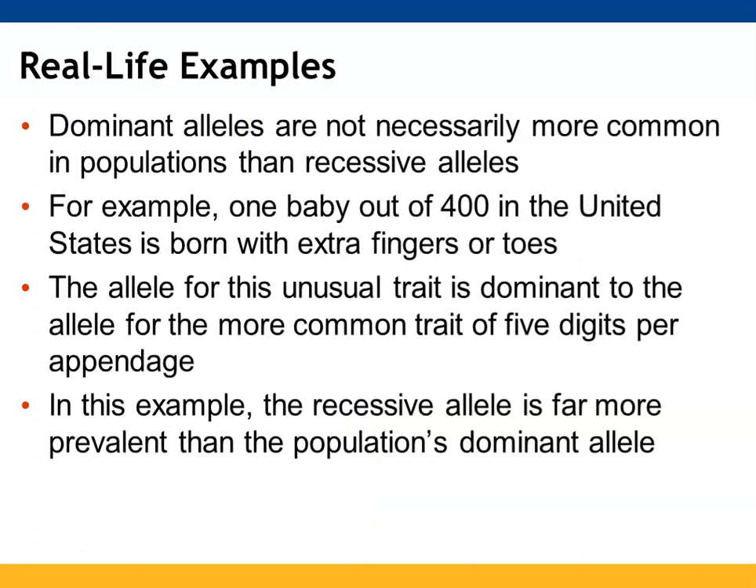Dominant alleles aren't necessarily going to be seen more often than recessive alleles, because sometimes you really don't want to have the dominant; you would hope that the dominant alleles would not be passed on. One baby out of 400 in the US is born with extra fingers or toes. This trait happens to be dominant, so we are quite happy that the recessive alleles are present in greater abundances than those dominant alleles.